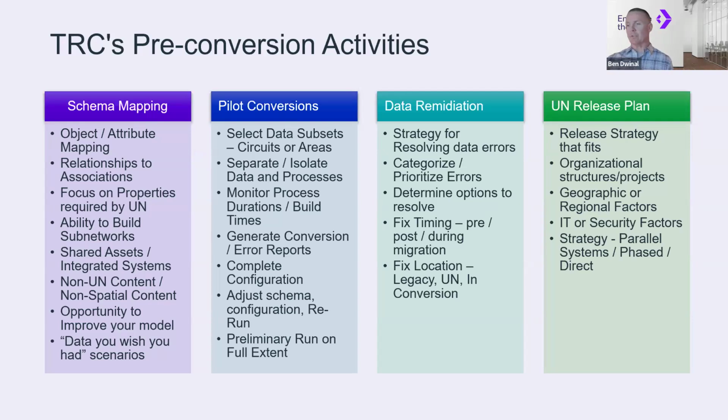You've assessed your data, your infrastructure, and now you're ready to really dive into the design of your new model and your new solution. So we really want to start with schema mapping. And this is going to define how your legacy data is translated into the UN data model. We then use these schema maps to run pilot migrations on subsets of your network data. This is to define how effective our mapping is, as well as help us identify where errors are that we have to deal with prior to getting to the conversion phase.